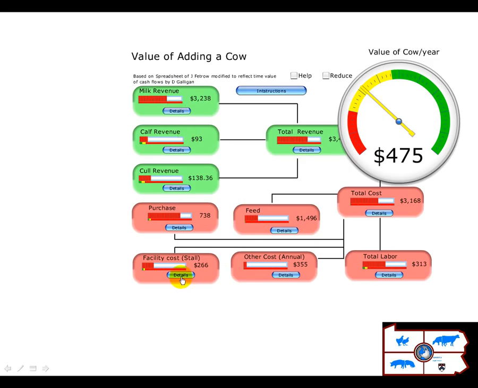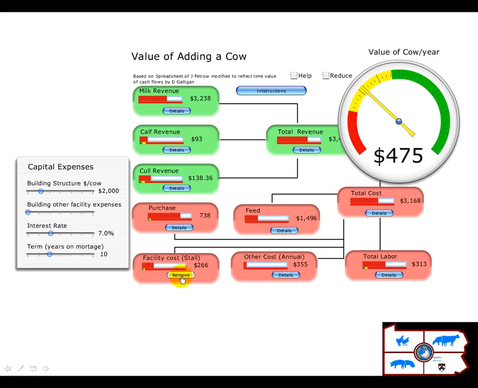Now, of course, in some situations, there might be capital improvements. Here I have the default set in at $2,000 debt per cow. We might have a scenario where there is no expenditure. In other words, there are empty stalls, and therefore you can see that the value per cow goes up very dramatically. In other words, you have a facility that is underutilized, and therefore it would be very worthwhile to fill that with a milk producing cow.